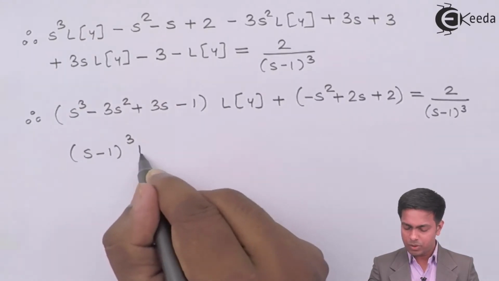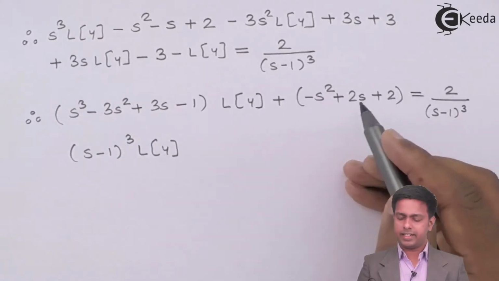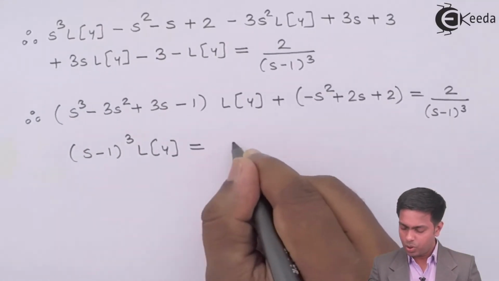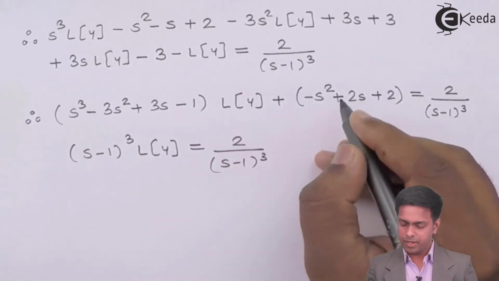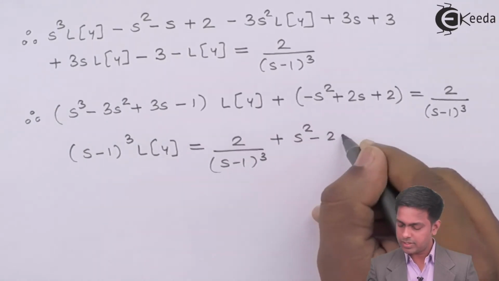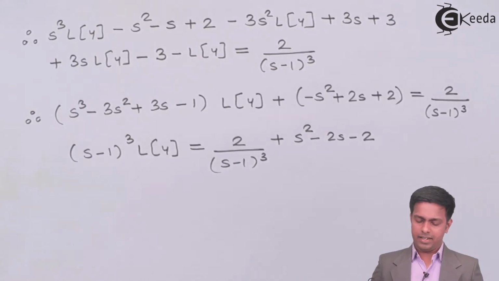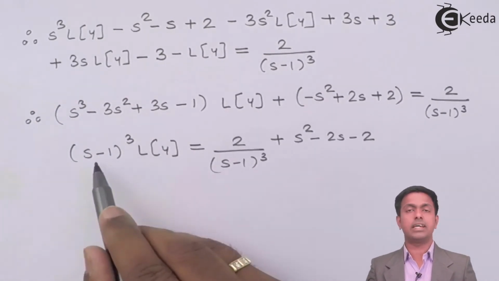So into Laplace of y. Now here, I'll take these terms on the right hand side. So we will get 2 upon (s minus 1) the whole cube. This will be plus s square. This will become negative 2s, and this will become negative 2. And then we will take this term, that is (s minus 1) whole cube, on the right hand side.